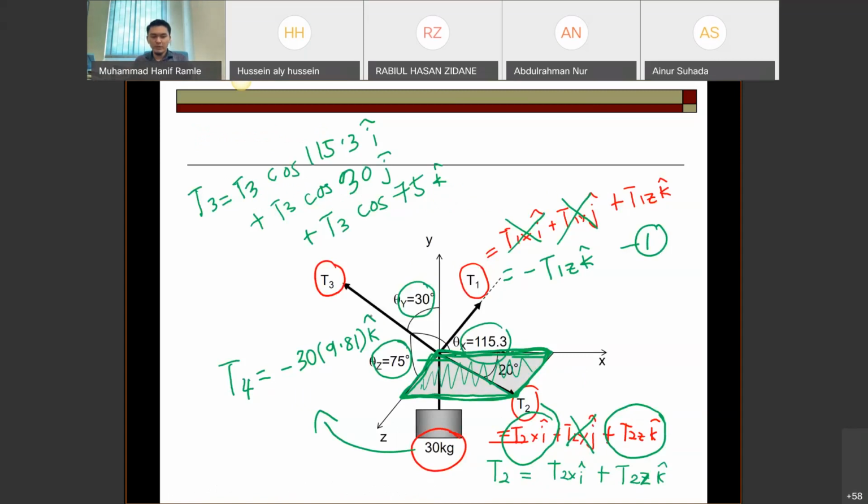This is your T1, T2, T3 in terms of IJK form. So you can simplify T2 into an equation like this: T2 cos 20 degree I plus T2 sine 20 degree K.